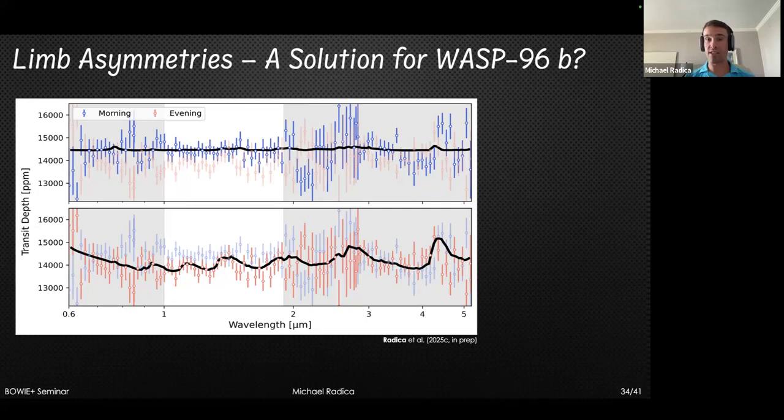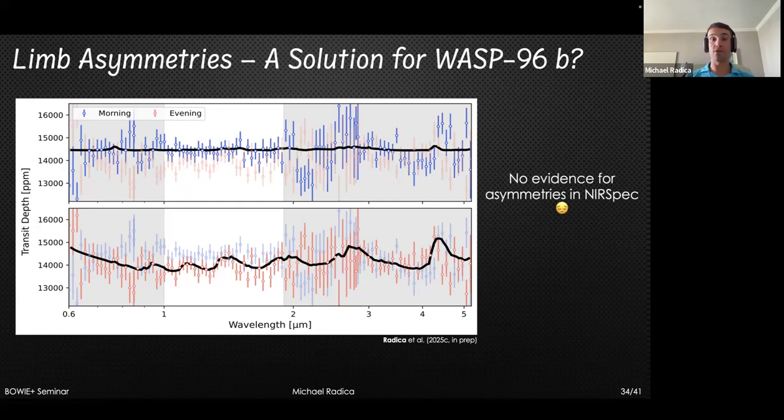Now if we want to look at the actual limb spectra themselves, which were extracted with that asymmetric transit Catwoman method, there are a couple of very interesting things to note. The first is that there is really no evidence for limb asymmetries in the NIRSpec band. So that is from 3 to 5 microns, where on the top panel I'm highlighting the contribution from the morning in blue. And on the bottom panel, I'm highlighting the contribution from the evening in red, but still showing both the evening and the morning spectra as faded points in the top and bottom respectively, just so you can compare.